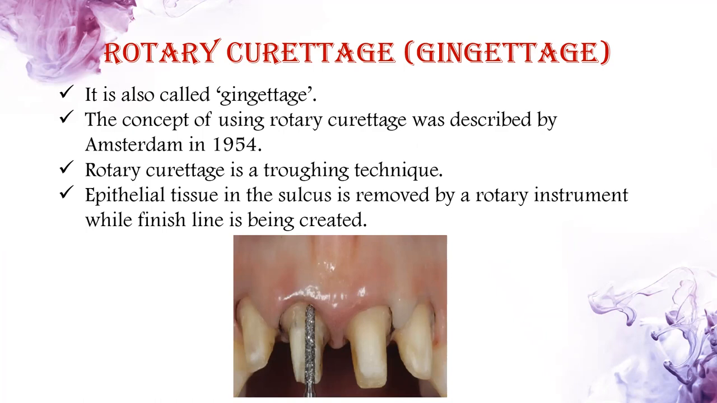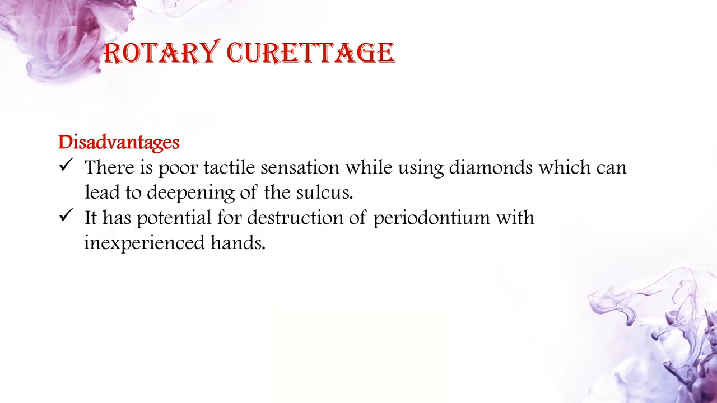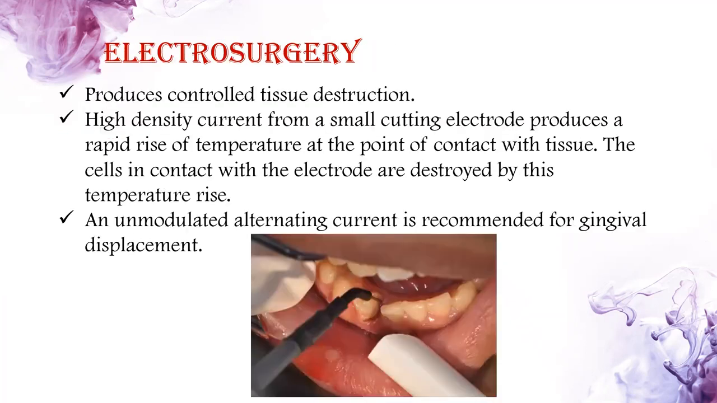This technique is well suited for use with the reversible hydrocolloid impression material. Rotary curettage must be done on only healthy gingiva to avoid tissue shrinkage. This technique can be used only when there is absence of bleeding upon probing, sulcus depth less than 3 mm, and presence of adequate keratinized gingiva. Rotary curettage disadvantages: there is poor tactile sensation while using diamonds, which can lead to deepening of the sulcus. It has potential for the destruction of periodontium in inexperienced hands.